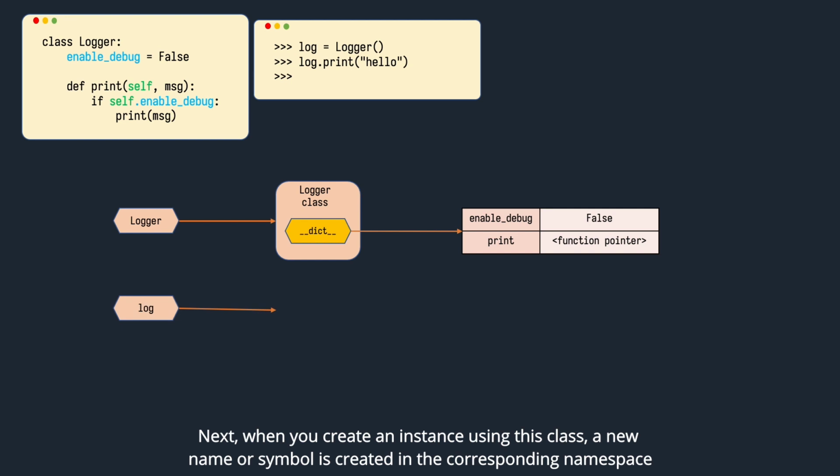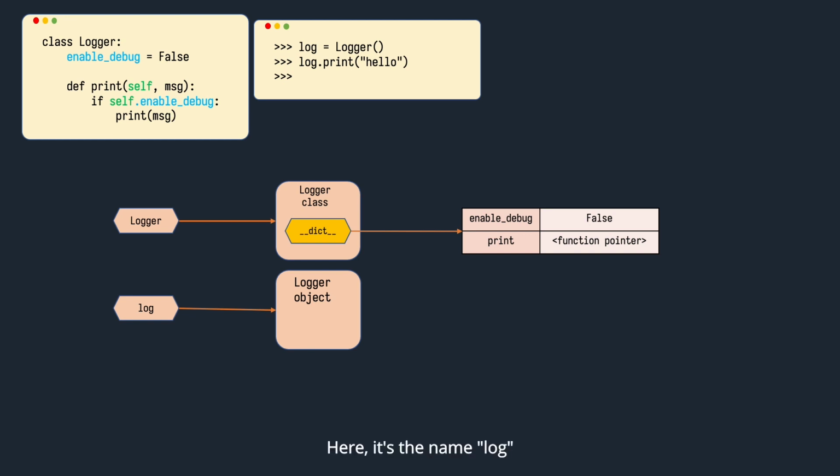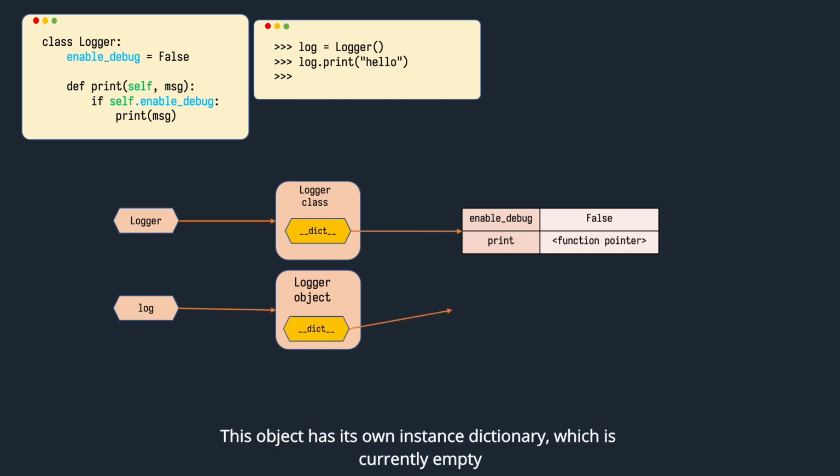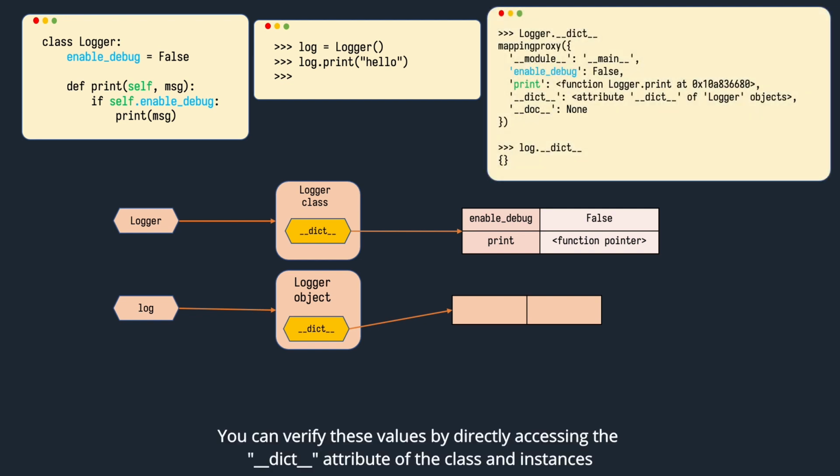Next, when you create an instance using this class, a new name or symbol is created in the corresponding namespace. Here, it's the name log. This will be a reference to the new object. This object has its own instance dictionary, which is currently empty. You can verify these values by directly accessing the __dict__ attribute of the class and instances.